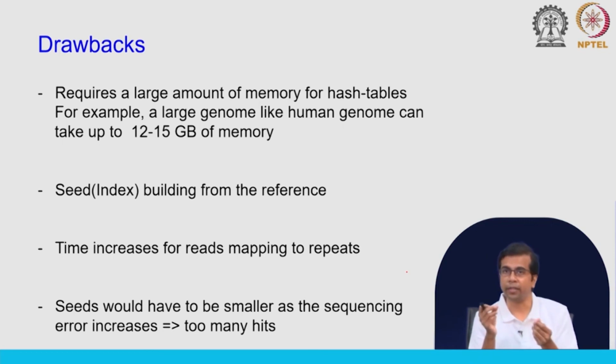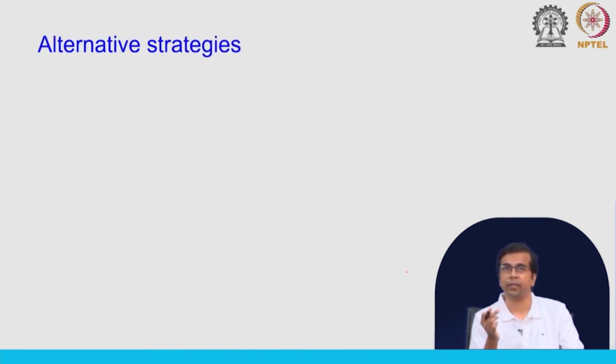So, as you increase the length of k, you tend to pick up more unique sequences or unique combinations. If you reduce the length, you will get too many hits, and again we have the same problem. Getting too many hits means you have to check through alignment against multiple regions. So, this will again increase time for the whole algorithm. So, what are the alternative strategies that we have?